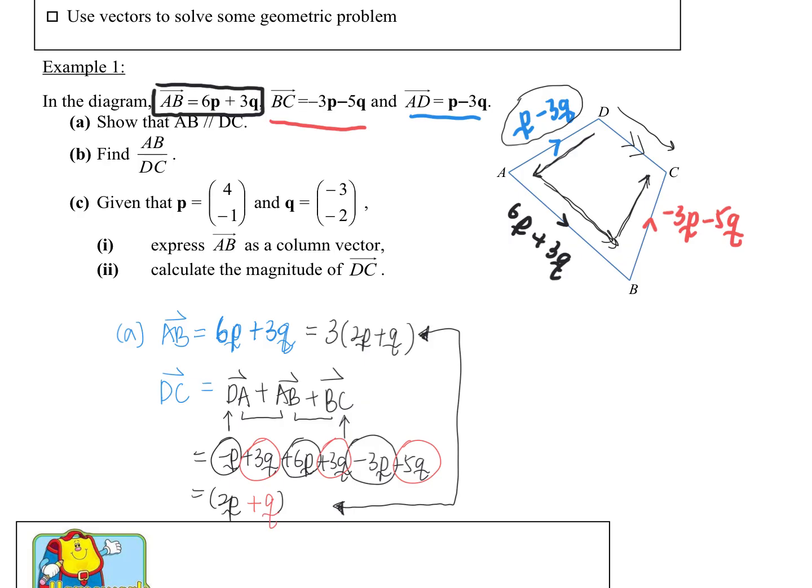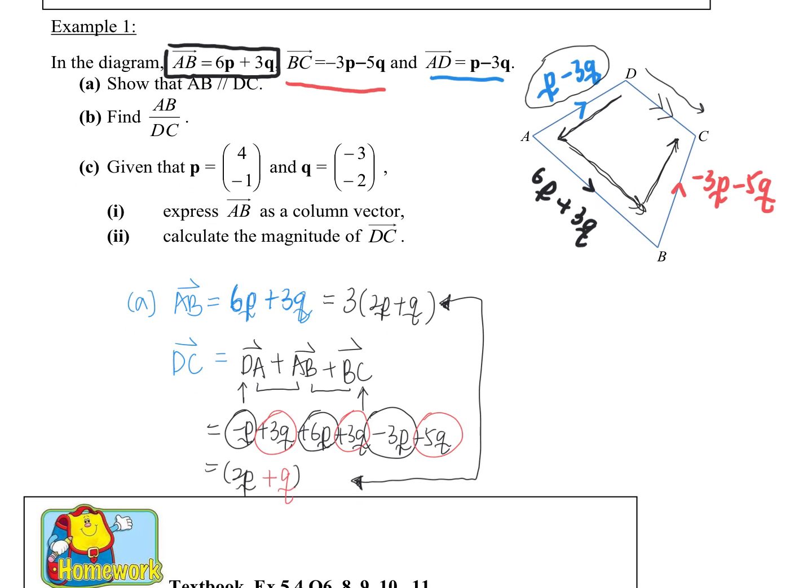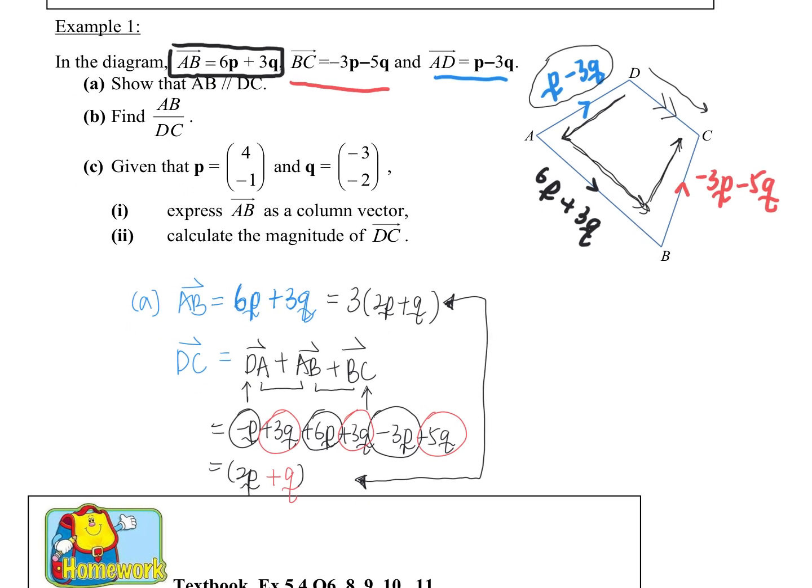This one, can you answer the question? Can I relate AB to DC? Yes, can. Okay, how to relate them? DC over AB equals 1 over 3, so AB equals 3 times of DC. So if I can show that they are a ratio of each other, therefore AB is parallel to DC.